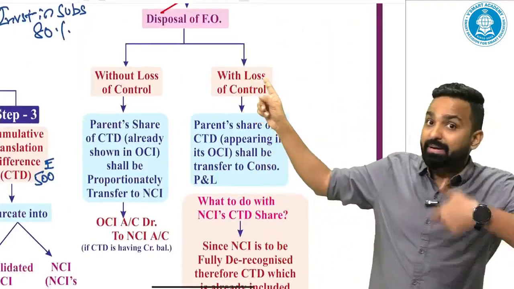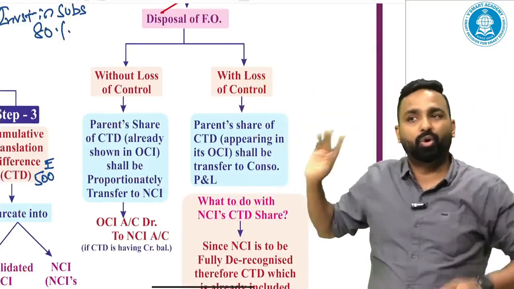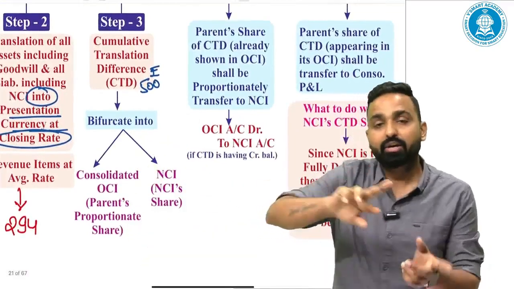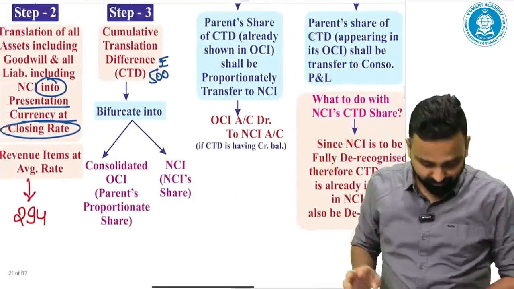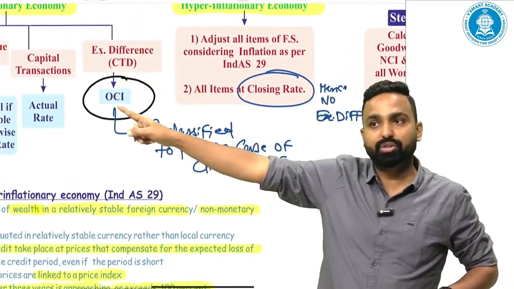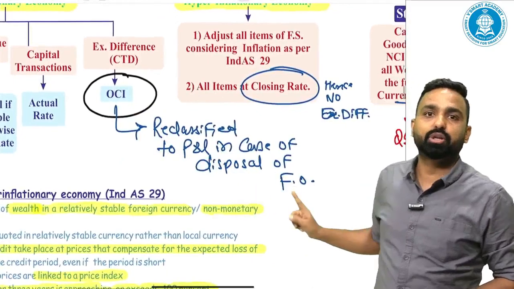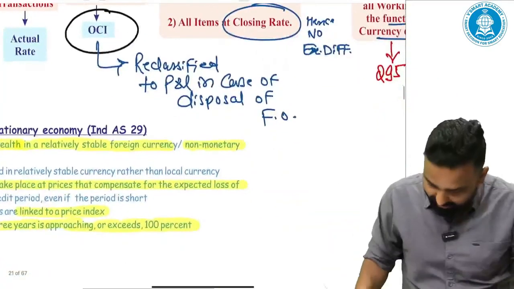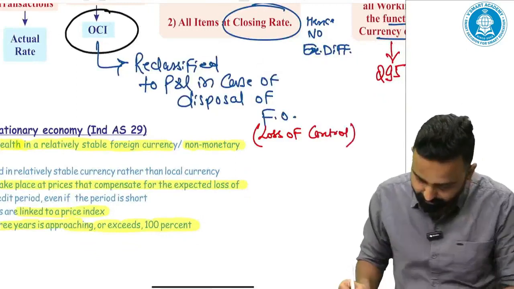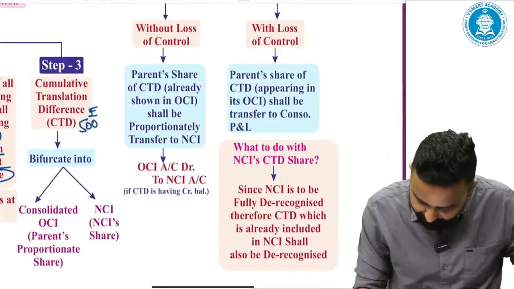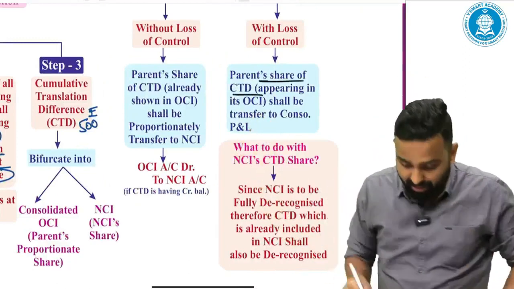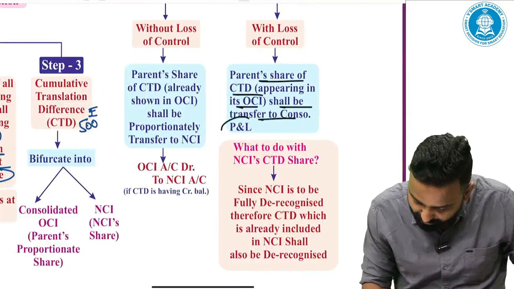If the foreign operation has been disposed of with loss of control, the entire accumulated exchange difference, which is appearing in the OCI of parent, will be reclassified to profit and loss. See, here also I told you that first you have to classify it in OCI, then reclassify to P&L in case of disposal of foreign operation, loss of control. Here I can write loss of control. Okay, so now what is written here? Parent share of CTD, means cumulative translation difference, appearing in OCI shall be transferred to consolidated P&L.